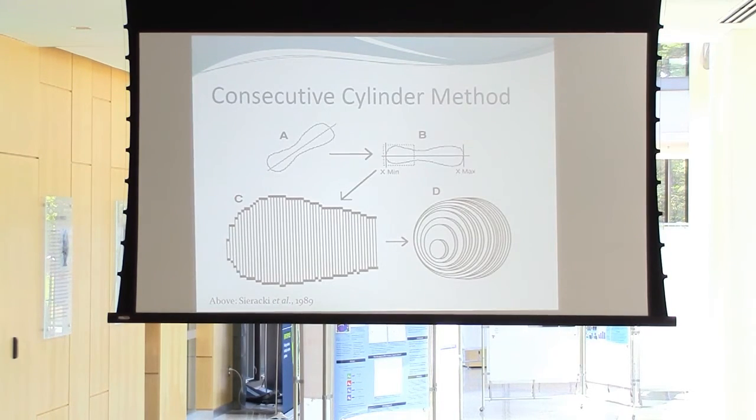Now, this method is one of two that we use ImageJ in order to identify. What this does is it takes the long axis of the cell, and then it segments that into small segments, and then it spins it around the axis. So you get a bunch of these consecutive cylinders. Then you smooth it out, and it sort of looks like a caterpillar at the end.